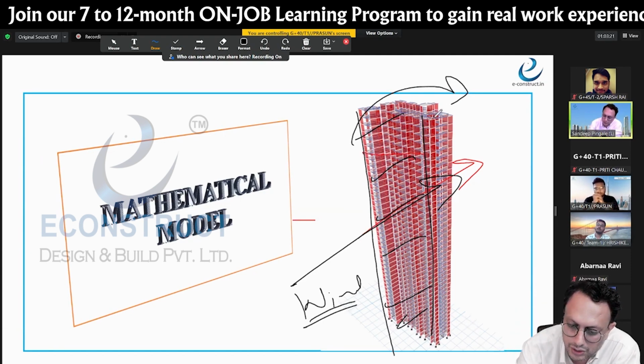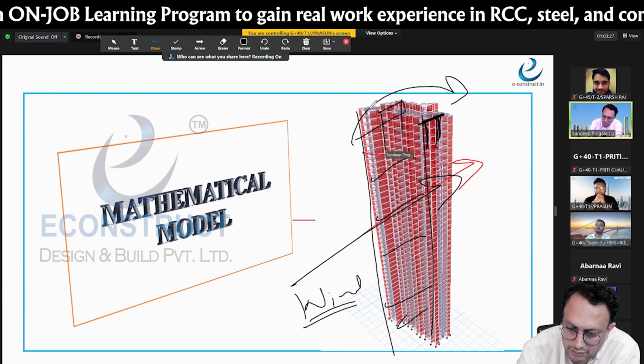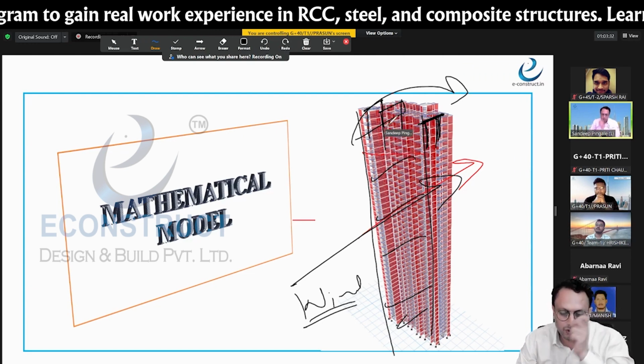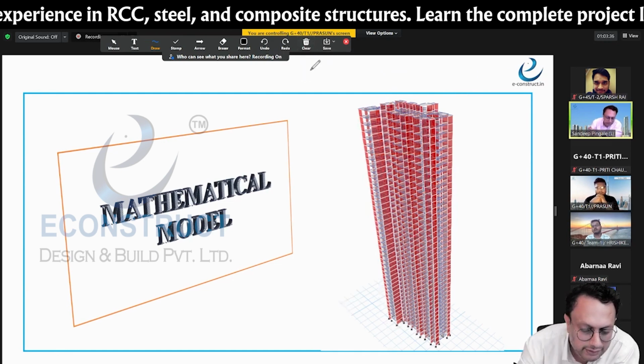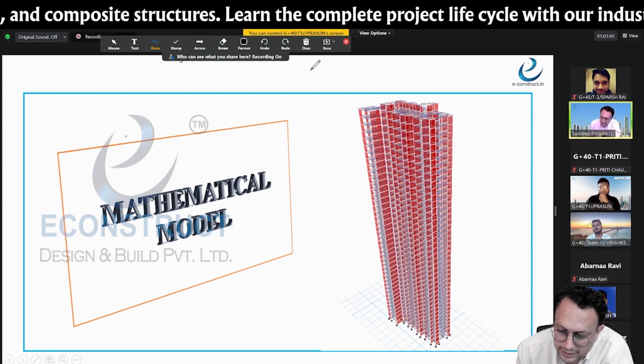Understood? So if you give shear walls in this direction, it would help you. So which shear walls will you give? Depending upon that, you need to figure it out. And first of all, the wind base shear, I'm not convinced basically.